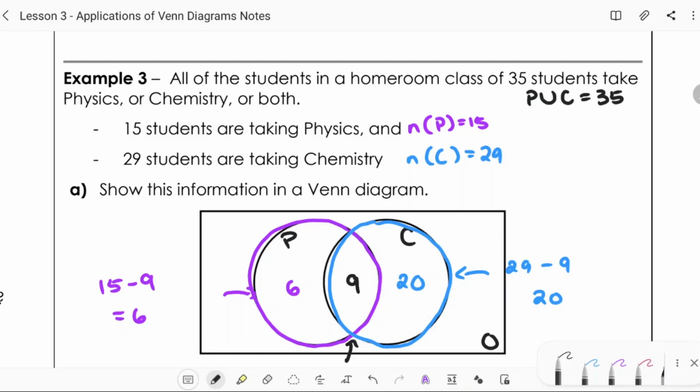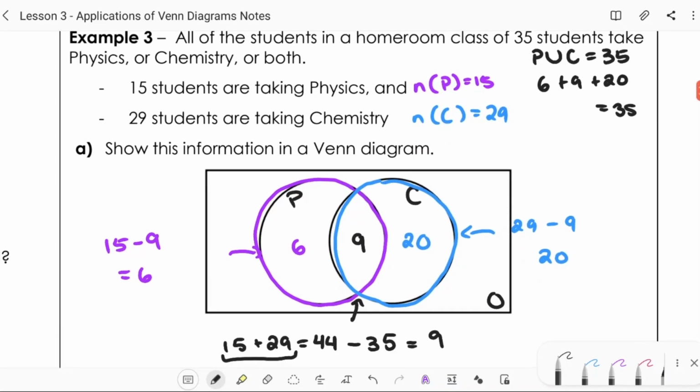Right, that's P or C. So 6 plus 9 plus 20 does indeed total out to 35. Right, so my suggestion to you for this is always try to start with the intersection. Right, start with the overlap. If you're not provided enough information, think about how you can find that overlap.